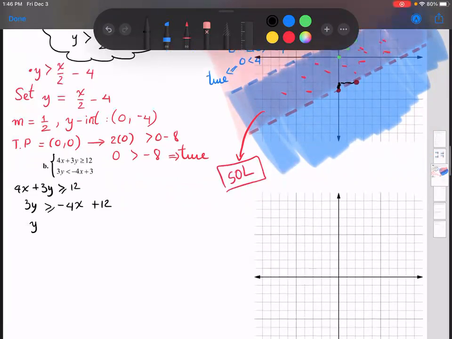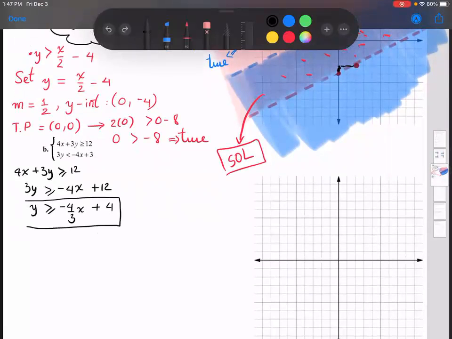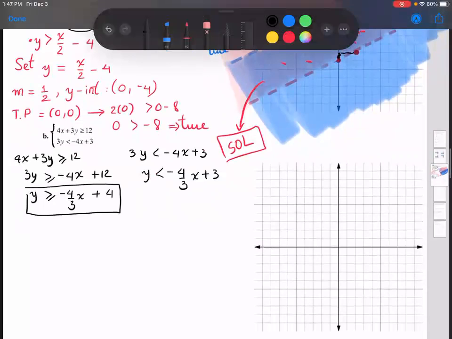Divide both sides by 3. I got y greater than or equal to negative 4/3 x plus 12 divided by 3, which is 4. Okay, and then another one. Let me box this one so I don't forget. 3y less than negative 4x plus 3. Divide both sides by 3. I got y less than negative 4/3 x plus 3. Oh, plus 1, I'm so sorry. Plus 1. Divide both sides by 3.